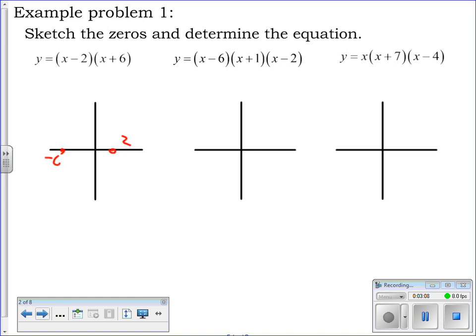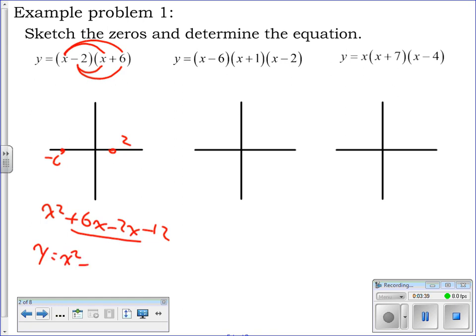The other thing I need to do is determine the equation, in other words, write it in standard form. This is in factored form. We need to write it in standard form. So what do we do? We FOIL. x times x, x squared. x times 6, 6x. -2 times x, -2x. -2 times 6, -12. Combine up my like terms in the middle. Get y equals x squared plus 4x minus 12.